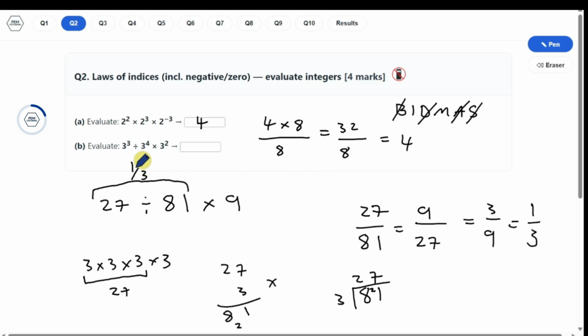So we want to work out 1/3 times 9. We can write 9 as a fraction by putting 1 on the denominator. So it's going to be 1 times 9 is 9, 3 times 1 is 3, and 9 divided by 3 is just 3. So the answer to this is just 3. And that is done for question 2.